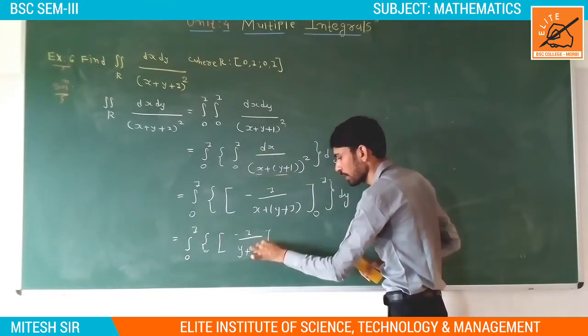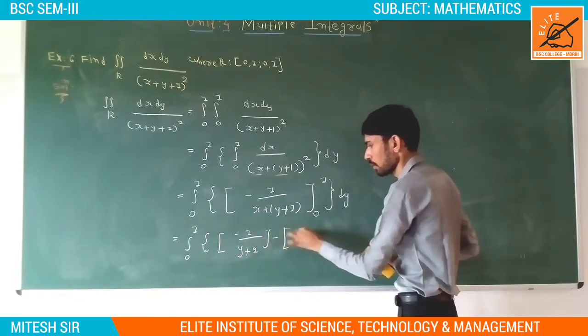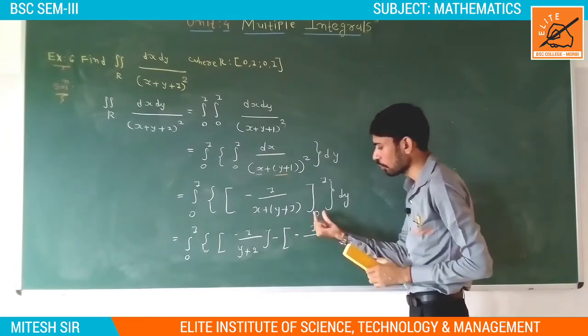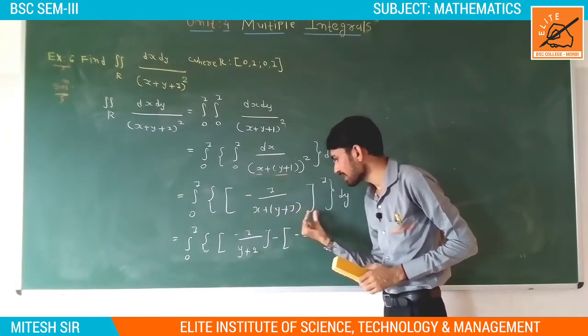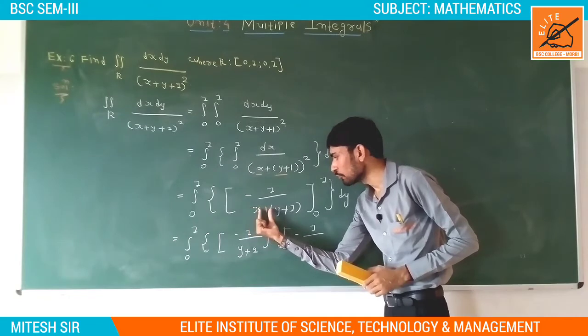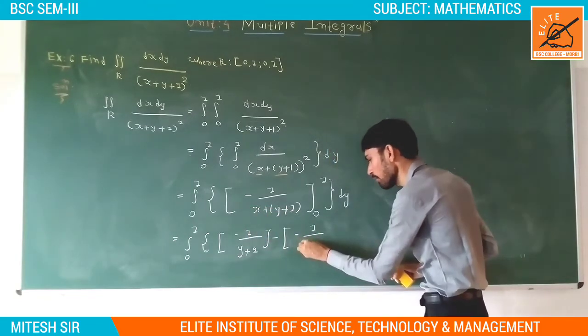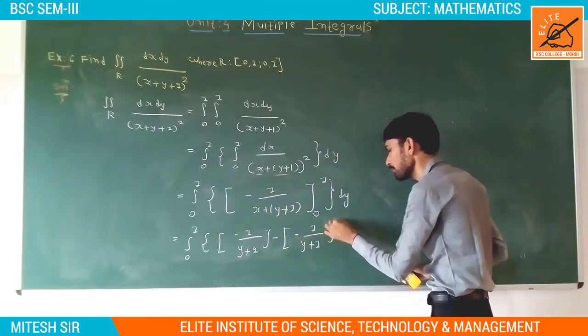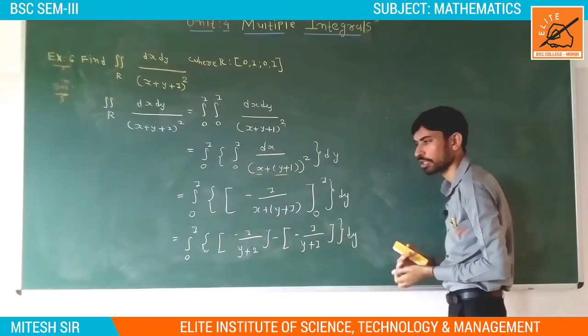So this is the upper limit. Minus 1 upon, we apply the lower limit at a place of x. So we put 0 in place of x, and our denominator will be 0 plus y plus 1. So it becomes y plus 1 into dy.